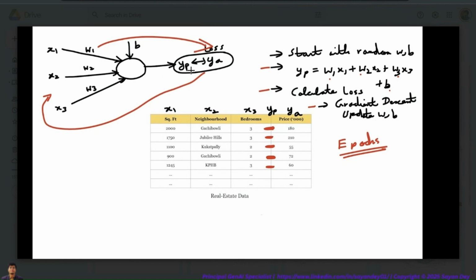So again, X1, X2, X3 are the three inputs. We will feed that to the neuron. We will multiply those inputs with the weights. We'll add a bias and we will calculate the predicted value of Y.